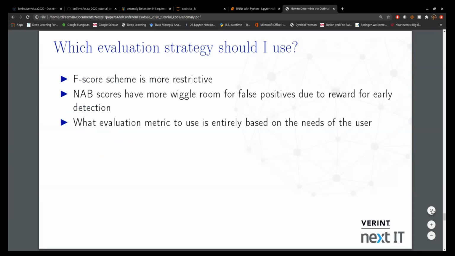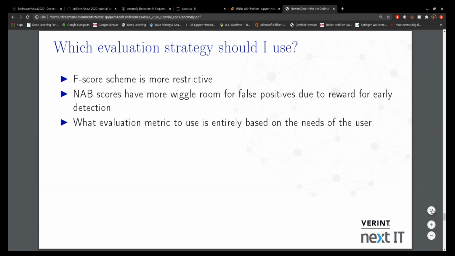So what about evaluation strategies, right? NAB scores reward early detection of anomalies. For NAB scoring, a window is created for every ground truth anomaly, with this anomaly right in the center of the window. And if the prediction is within the window, but before the actual anomaly, the reward is even greater than having the prediction on the exact same time step as the actual anomaly. So keep that in mind.